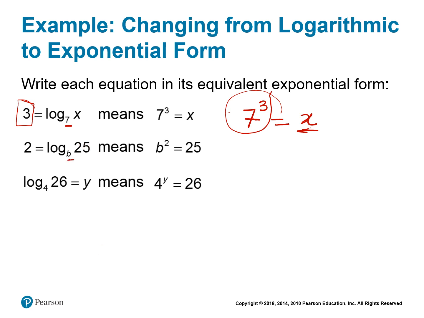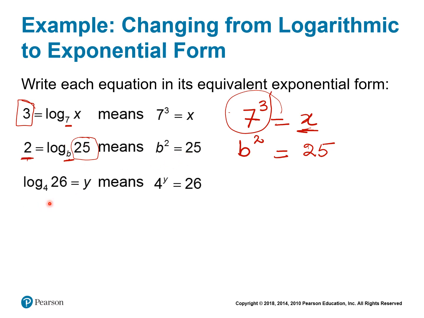Again, in the exponential form, we start with the base. So the base is b, so I'm going to write b, and then 2, this 2 is the exponent, equals, and 25 is the evaluated value of b squared. So I'm going to write 25 on the other side. Okay, we do not have to do any calculations here. We just have to change the logarithmic form to an exponential form.